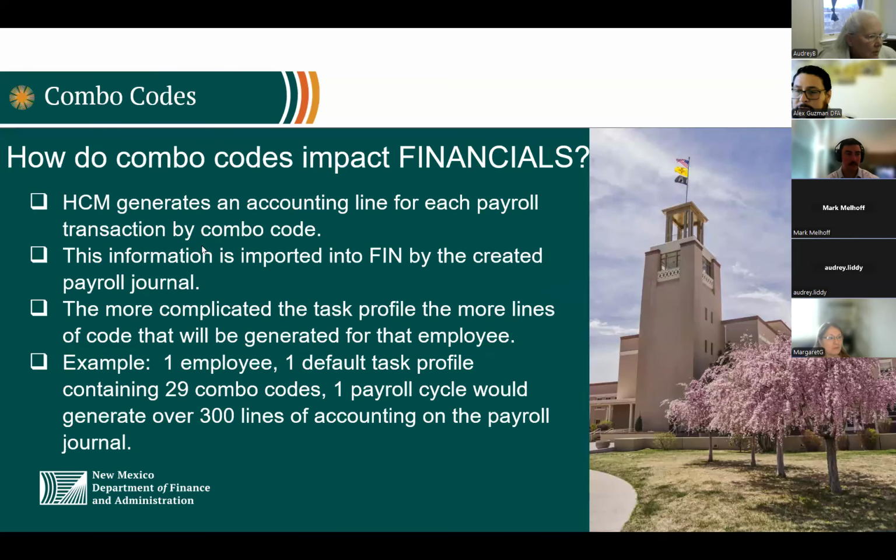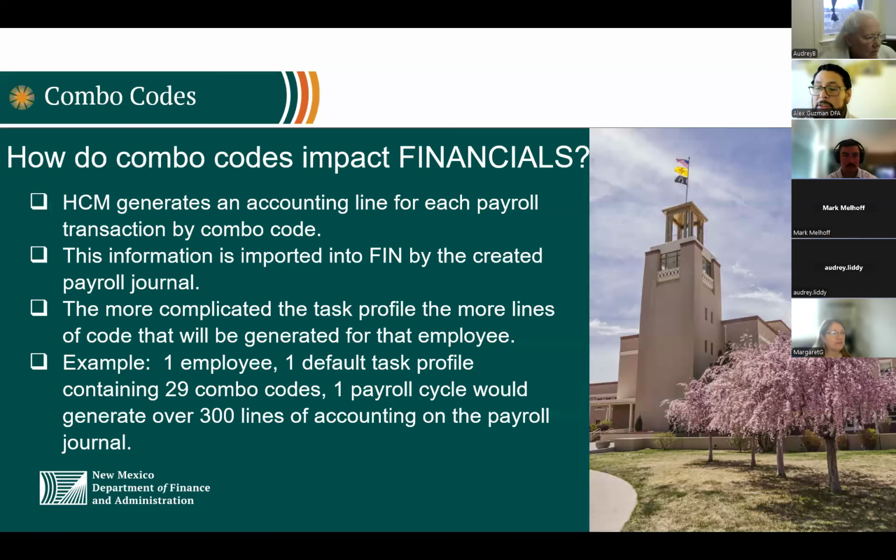So combo codes, more about them. How do combo codes impact financials? And again, Audrey has gone over a little bit of this. HCM generates an accounting line for each payroll transaction by combo code. This information is imported into FIN by the created payroll journal. The more complicated the task profile, the more lines of code that would be generated for the employee.